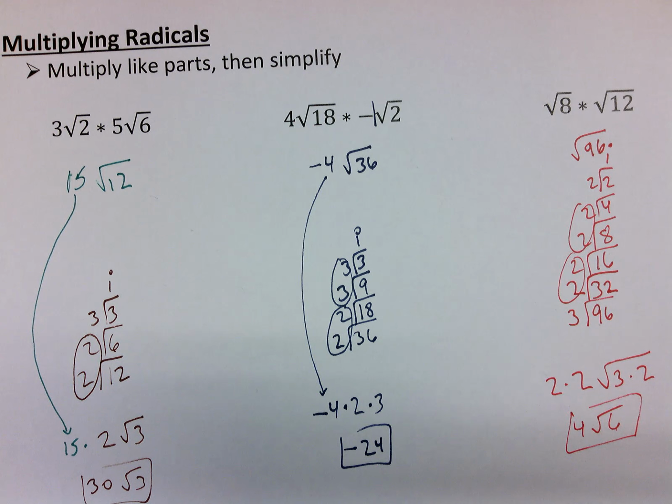Okay, so multiplying radicals is really not much more complicated than simplifying. You just have that one extra step at the beginning where you multiply the parts that are alike.